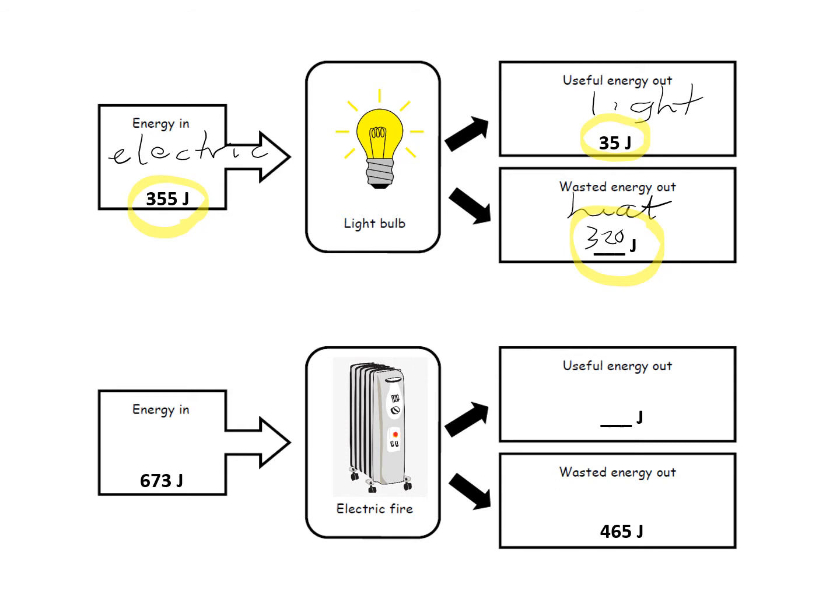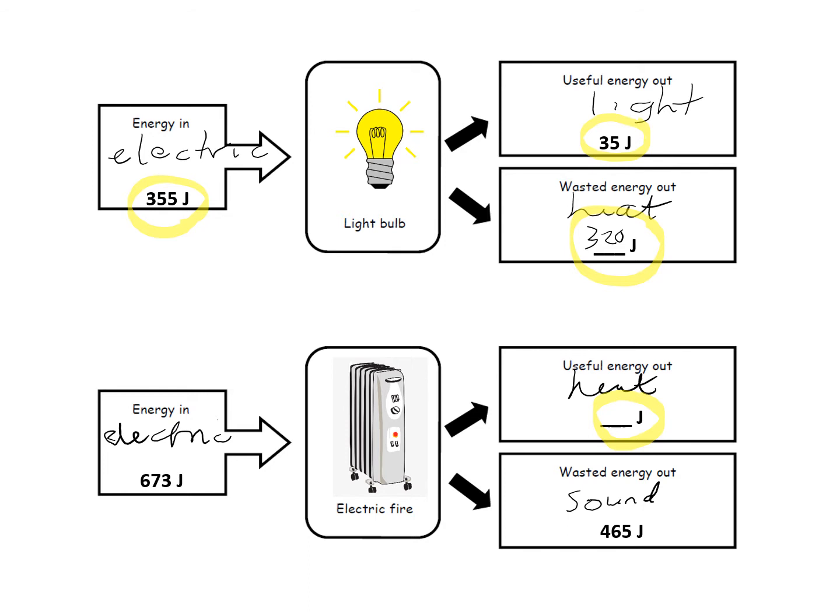Electrical heater, well, it's electrical energy going in. And the useful energy out this time is heat. Wasted energy out, well, it probably makes a little bit of sound, well, our heater does. So we've got to work out this value here. So let's do a little sum.